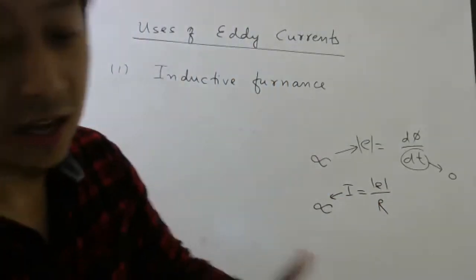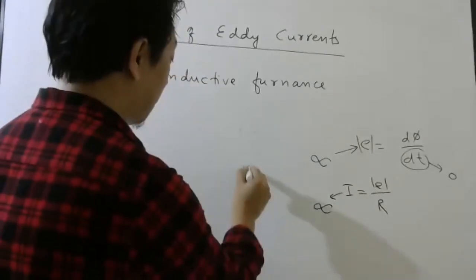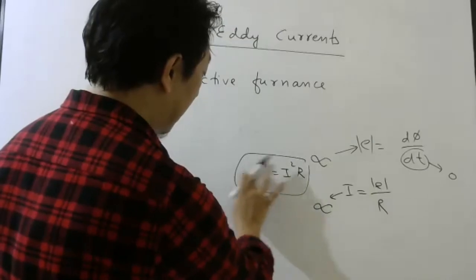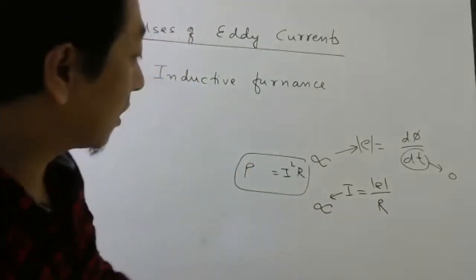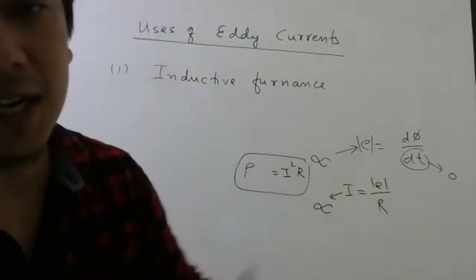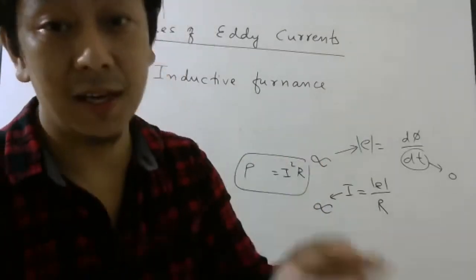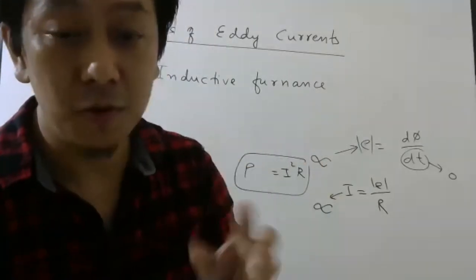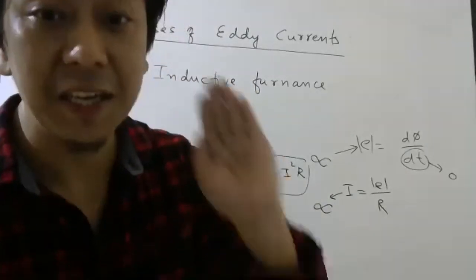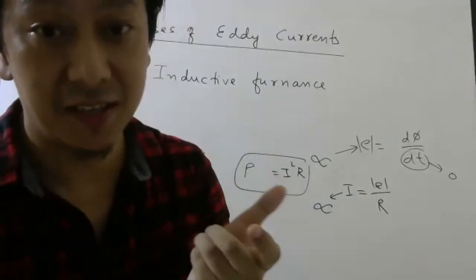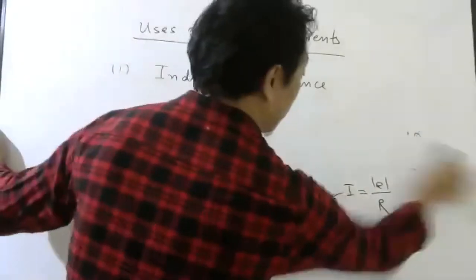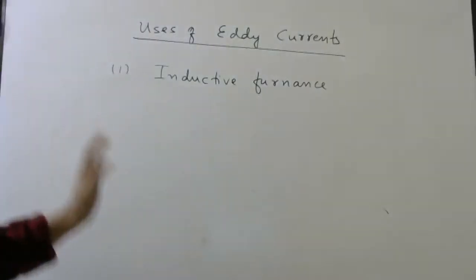And if current is very large, the heat produced in the wire, I square R, that heat, or you can write electrical power, will be exceedingly high, and that will melt the gold. So instead of using fire or something, you can just apply a very fast changing magnetic field. Such a furnace is what we call an inductive furnace. Again, no need to explain in exam, only write the topic.